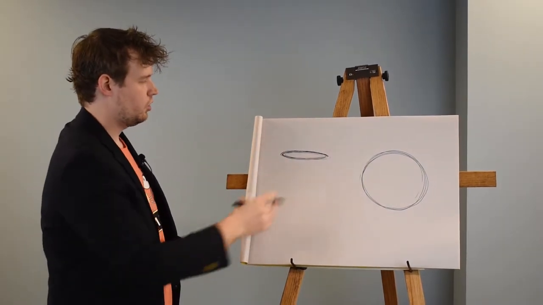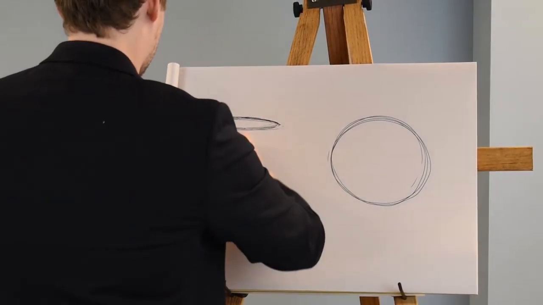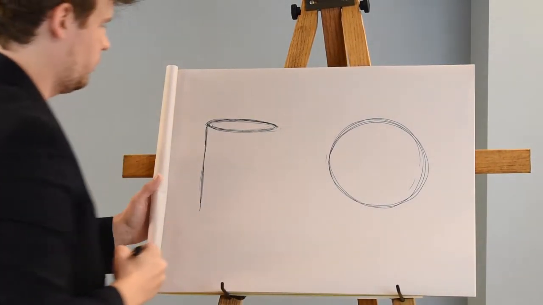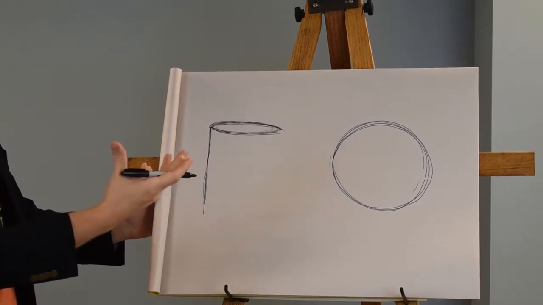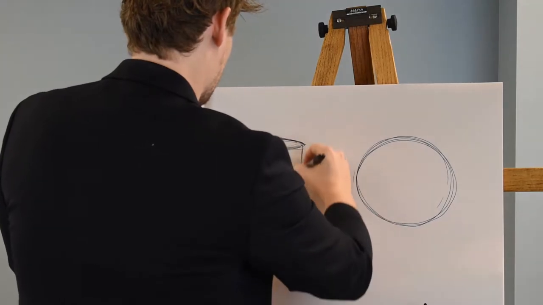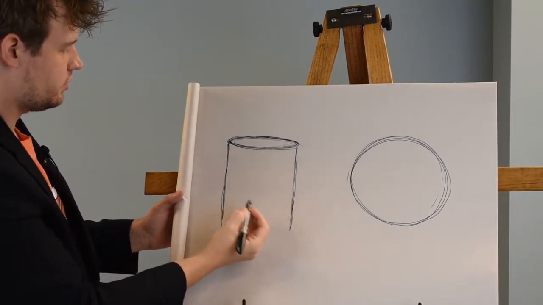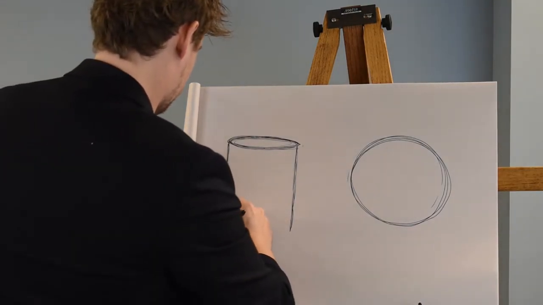When you're done with that, you're going to bring the sides of the cylinder down. So we're going to go straight up and down with this side of the cylinder, and then we're going to compare. We're going to draw this other side of the cylinder. And when I'm drawing, I'm constantly looking back and forth. I'm comparing this side of the cylinder to this side of the cylinder.